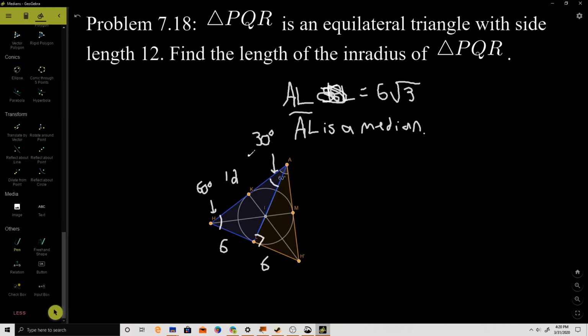And what did we just learn about medians? Well, we learned that the larger side is twice as long as the smaller side. So that means that AI over IL is equal to 2 over 1.